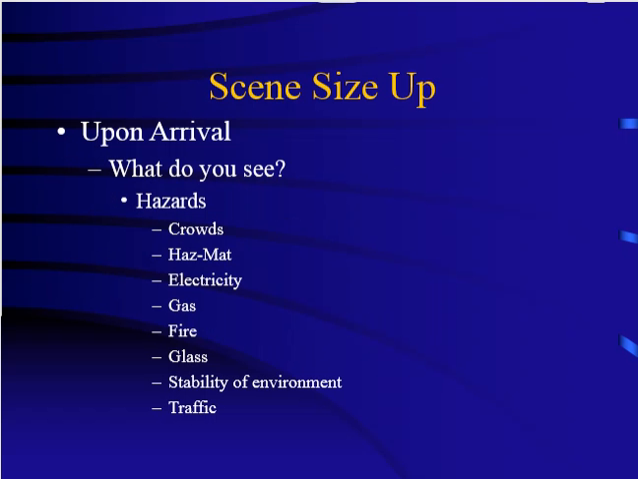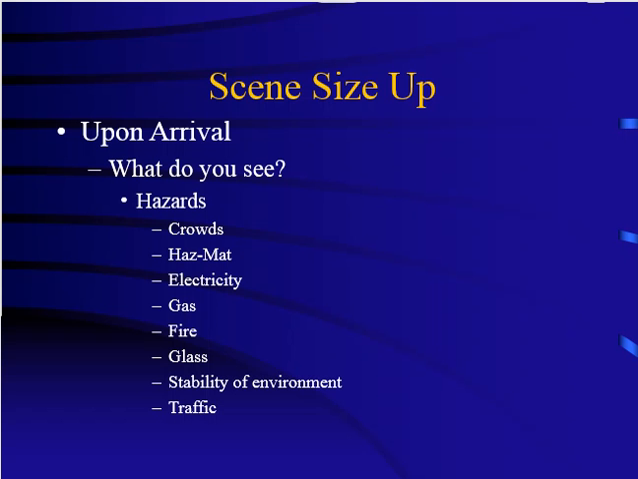Scene size up upon arrival. What do you see? What do you see when you first get out? Not even when you get out, like pulling up to the scene. Are you 5 miles out? Do you see smoke? Can you see something in the air? Is there something that you see, some sort of hazard? Crowds are hazards. People can be in your way. You can have riots, hazmat stuff, electricity, lines down, gas, fire, glass. The stability of your environment.